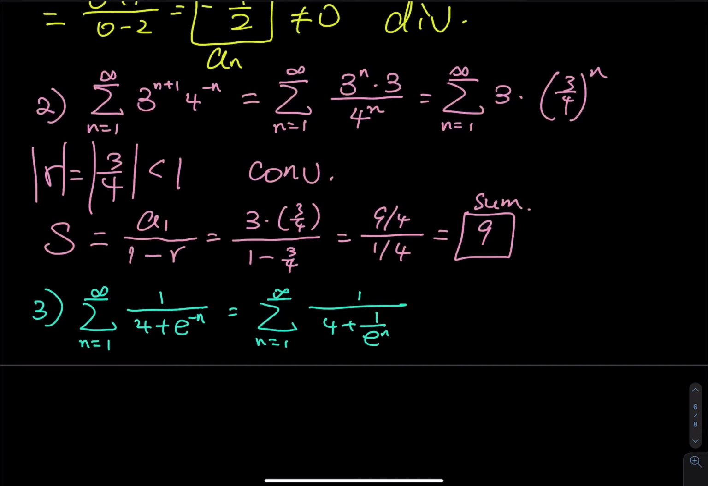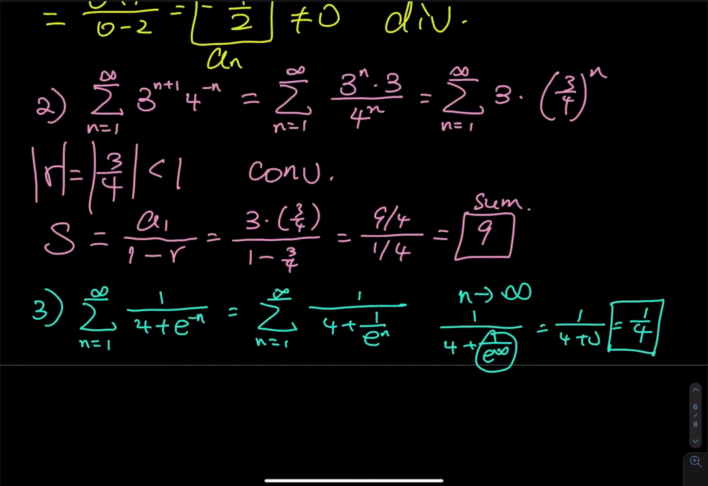And then what happens when n approaches infinity? So as n approaches infinity, we have 1 divided by 4 plus 1 over e to the infinity, which is 0, right? So this fraction is equal to 0. We have 1 over 4 plus 0, then the limit is just equal to 1 over 4. Is that convergent or divergent? We are talking about the a_n. The nth term is still 1 over 4.